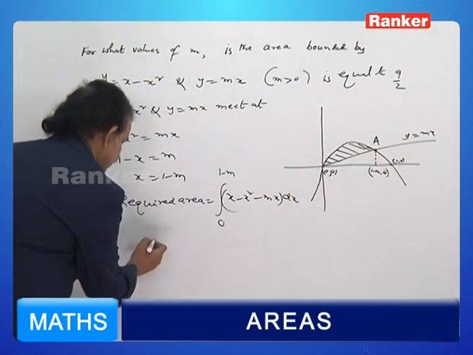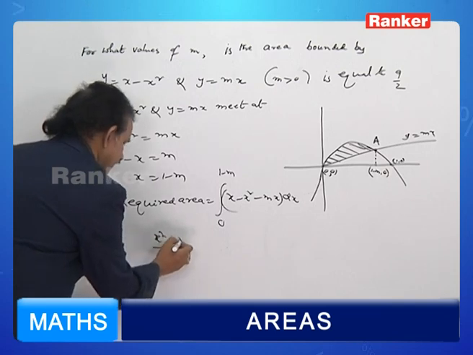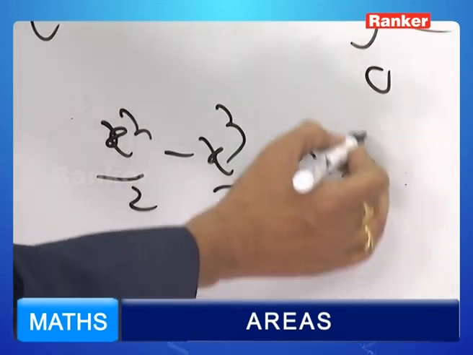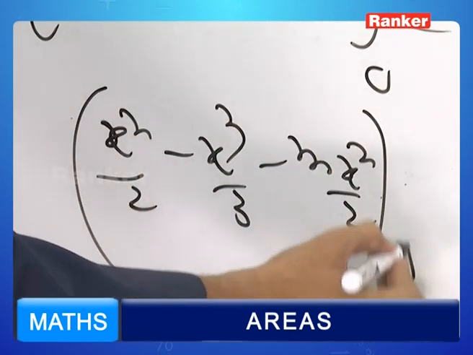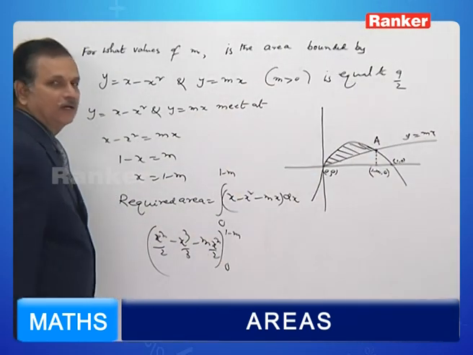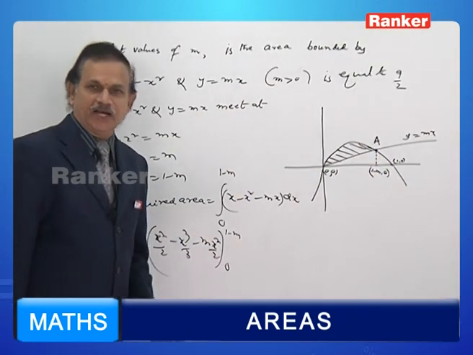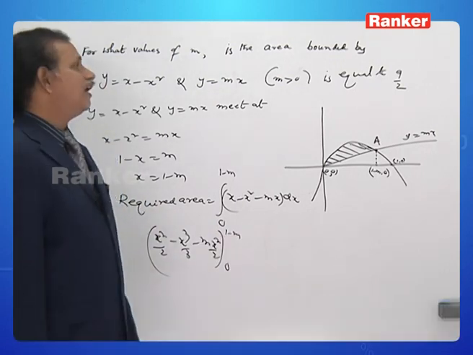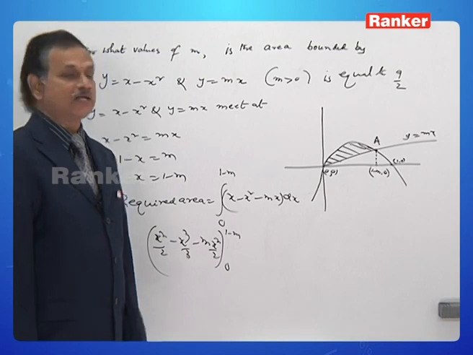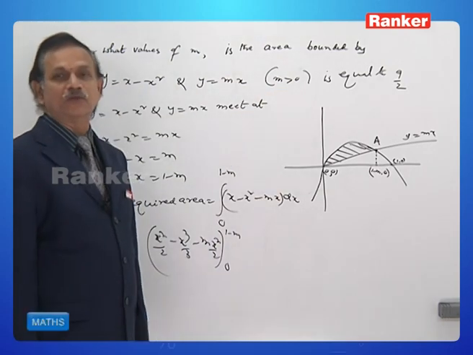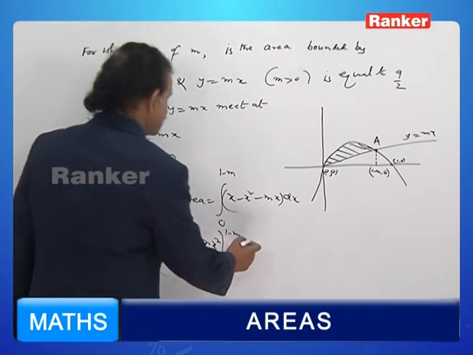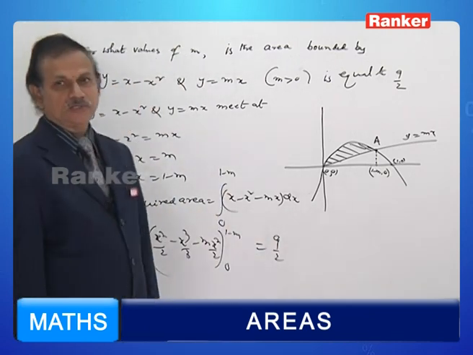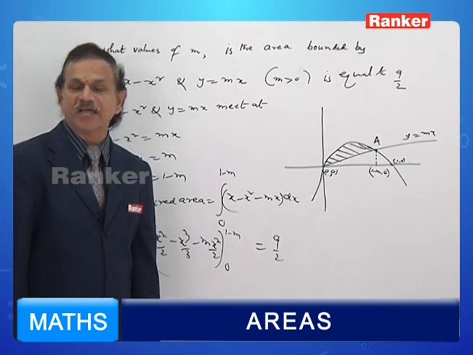For x, it is x square by 2. For x square, it is x cube by 3. For mx, it is mx square by 2, between the limits 0 and 1 minus m. This is the area which we could find actually. And according to the data, he has given that this area is equal to 9 by 2. So this is supposed to be equated to 9 by 2. Of course, we are supposed to find the values of m.